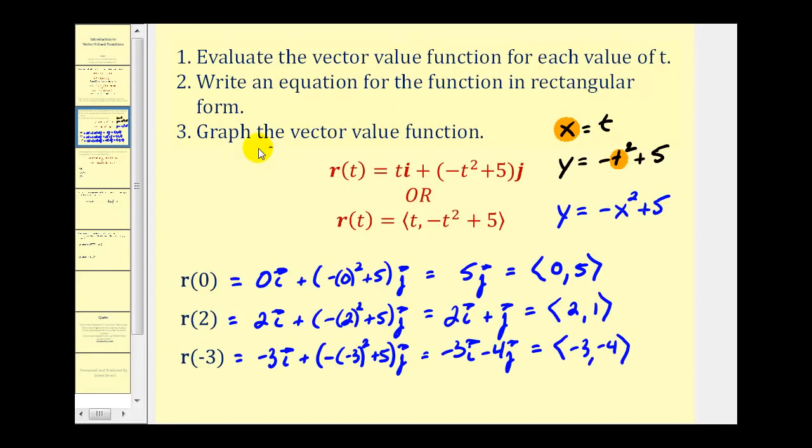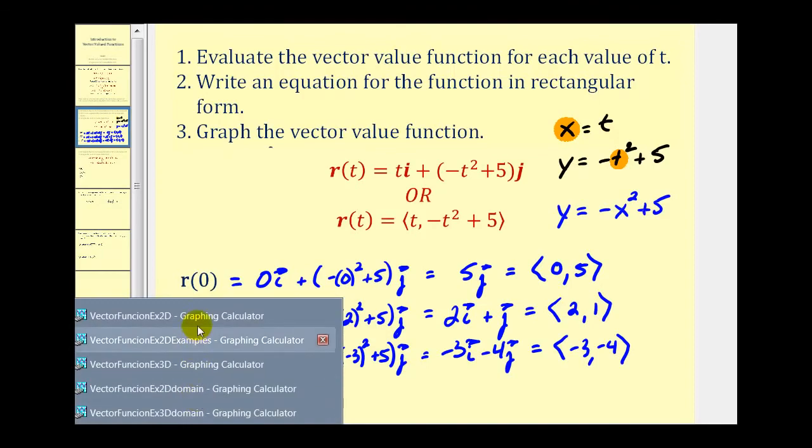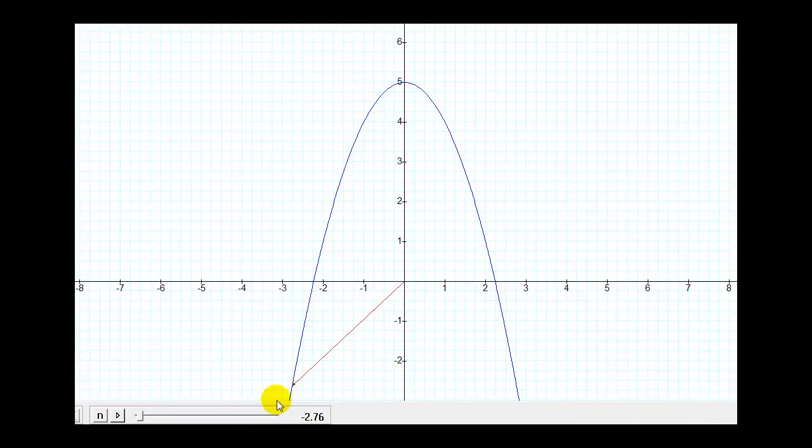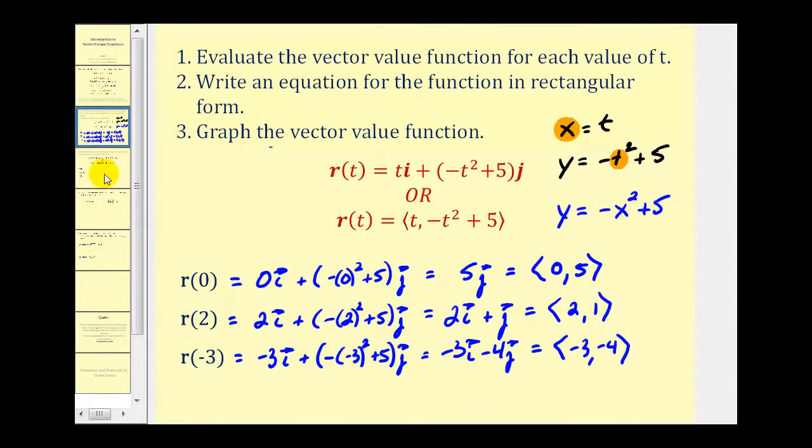In the last part, graph the vector valued function. We'll go ahead and use software for that. We saw it earlier. Here it is again. And again, notice that as t increases, the terminal points of the red vectors produced by the vector valued function trace out the blue curve. And again, notice the orientation is from left to right as t increases. Let's go and take a look at one more example.